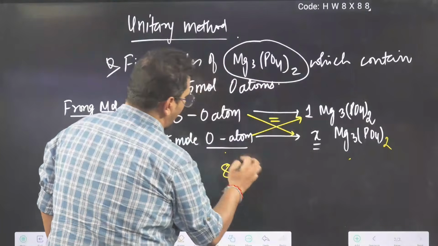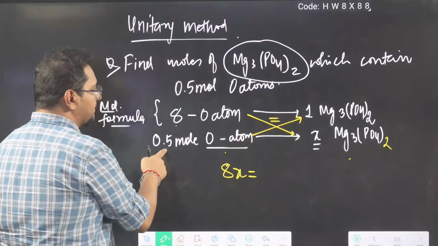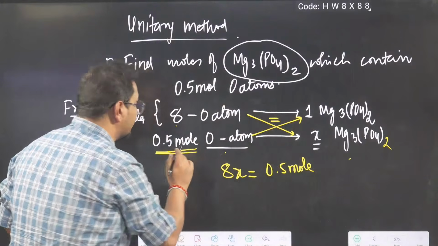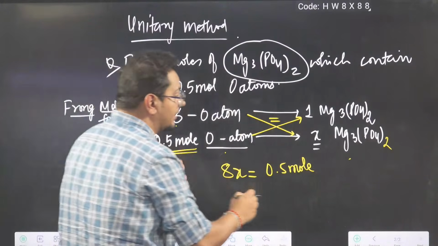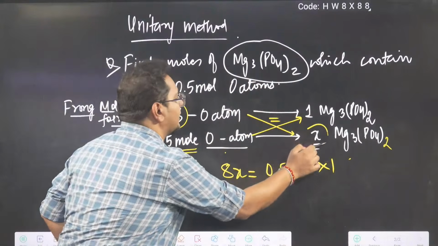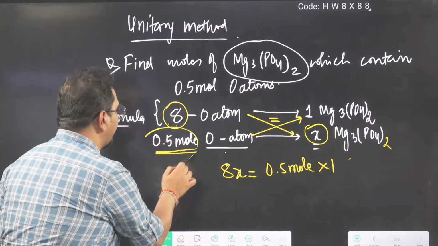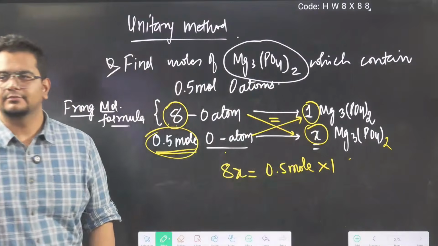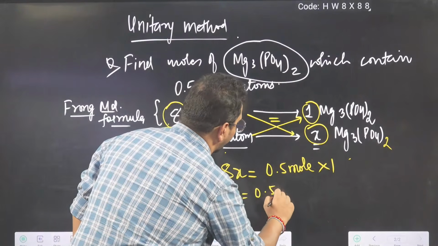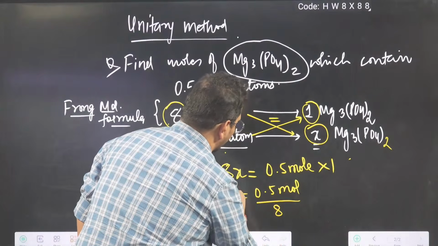8x, 8 into x is 0.5 mole into 1. Don't forget to write mole, bhai. Mole is also a number only. You can't forget mole here. Getting 8 into x is 0.5 mole into 1. So from here, how much is the value of x? So 0.5 mole by 8. This is your answer.